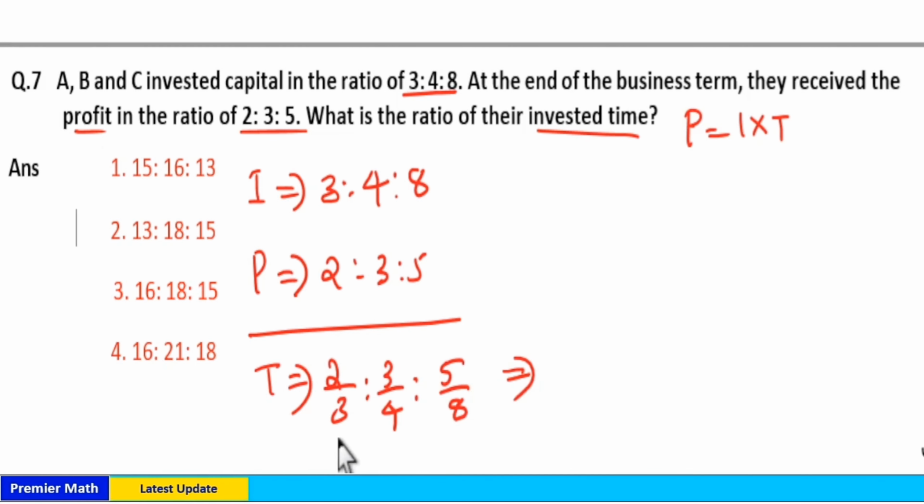Now take the LCM of the denominators. LCM of 3, 4, 8 is equal to 24. So 2/3 into 24: 3 into 8 is 24, so 8 into 2 is 16. Here 4 into 6 is 24, so 6 into 3 is 18. 8 into 3 is 24, so 5 into 3 is 15. So the ratio is 16:18:15.